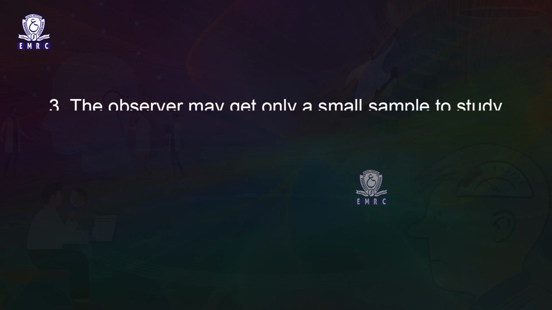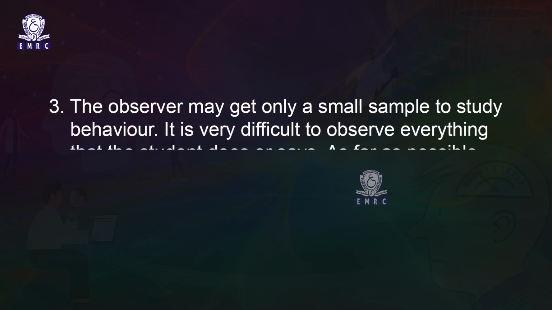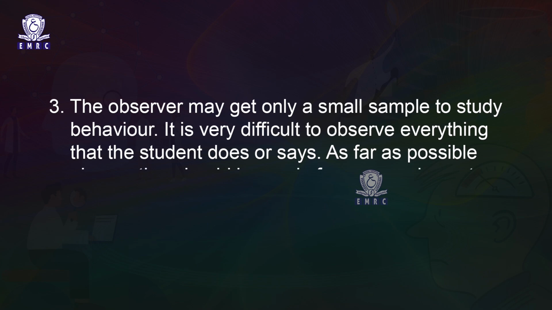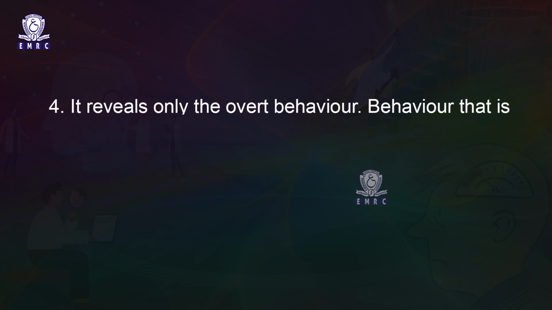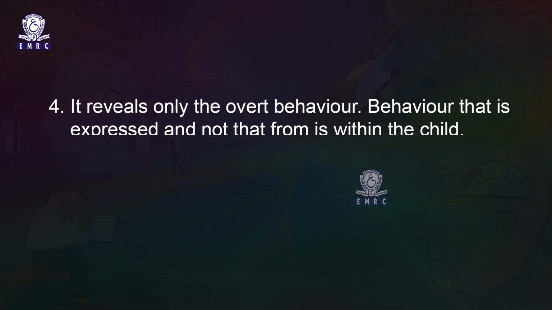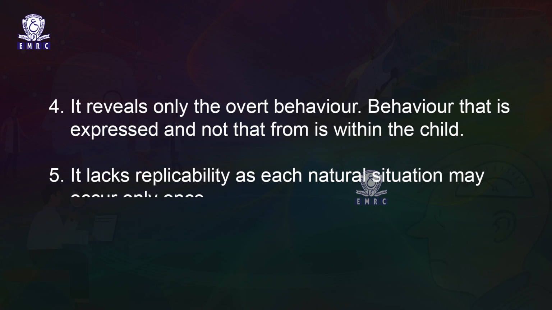Then the third limitation is the observer may get only a small sample to study behavior. It is very difficult to observe everything that a student does or says. As far as possible, observation should be made from several events. The next problem is it reveals only the overt behavior that is expressed and not that which is from within the child. Then it lacks replicability as each natural situation may occur only once.